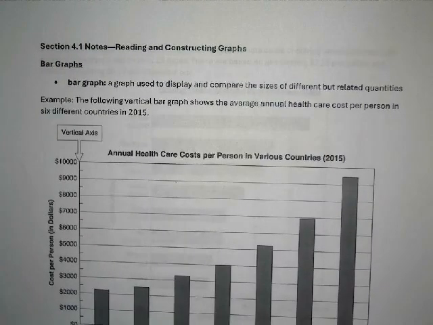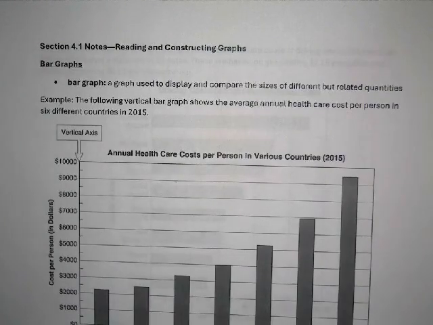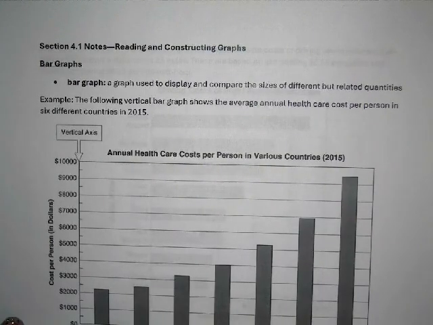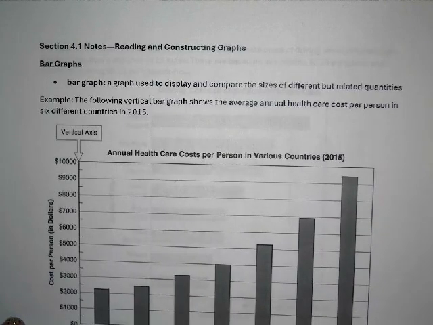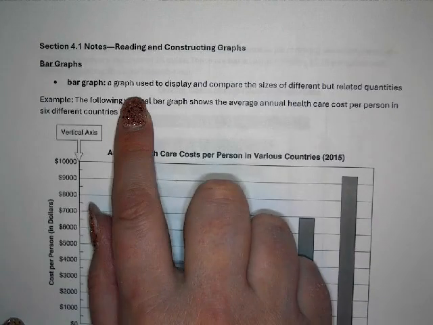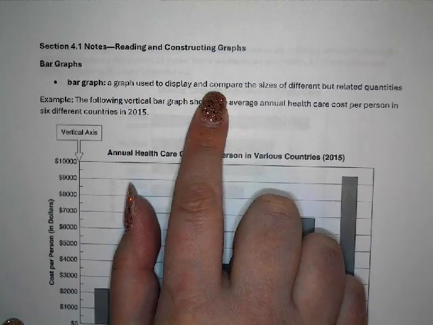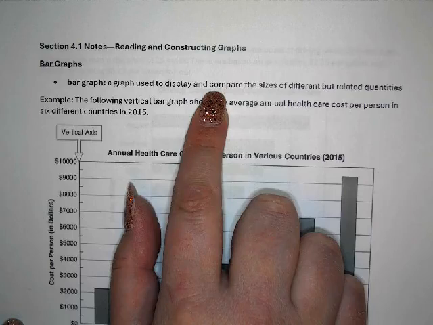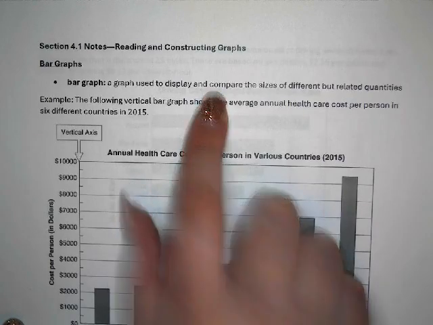This video is on section 4.1 notes, reading and constructing graphs. Throughout these notes, we're going to go over a couple different types of graphs that you'll be reading and constructing. The first one is bar graphs. A bar graph is used to display and compare the sizes of different but related quantities.